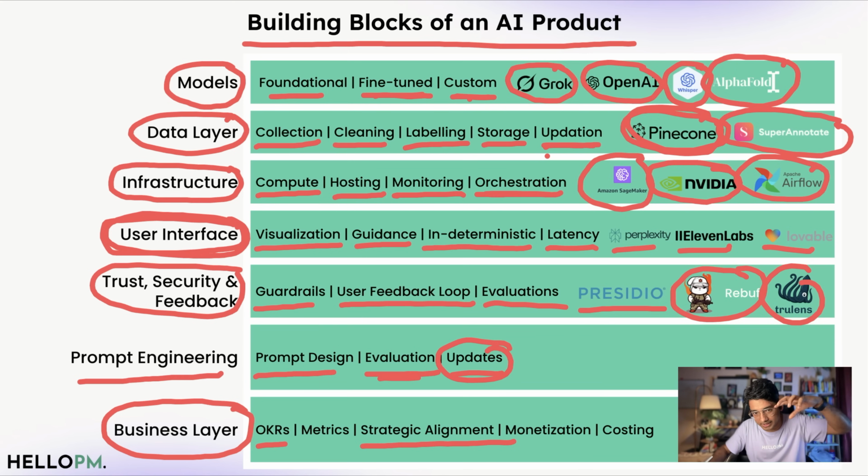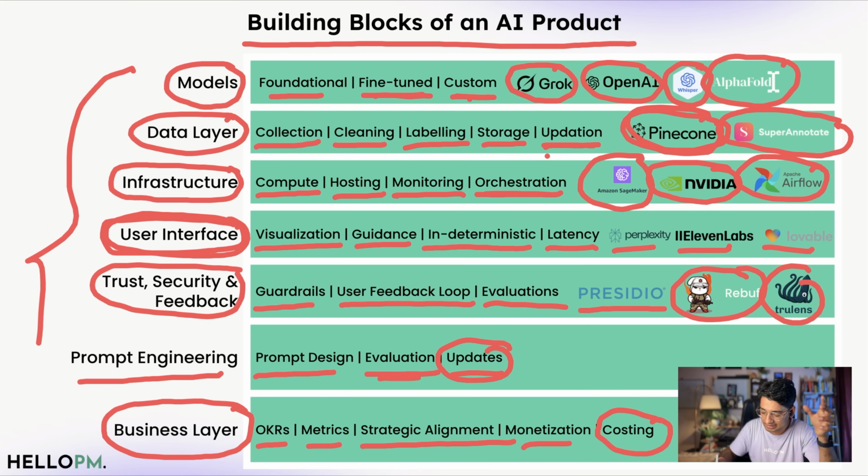Okay, so how do your AI initiatives lead towards the bigger business goals? How are you going to measure the efficiency and the value and the viability of your product? Okay, how are you going to monetize it and how are you going to optimize the cost of your product? Okay, so these are the 7 building blocks of any AI product, which are models, data layer, infrastructure, user interface, trust, security, feedback, prompt engineering, and business layer.